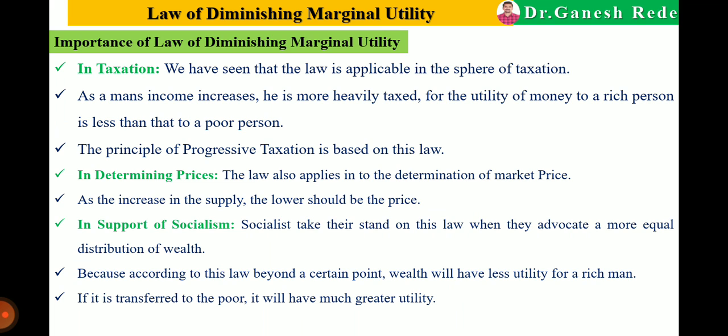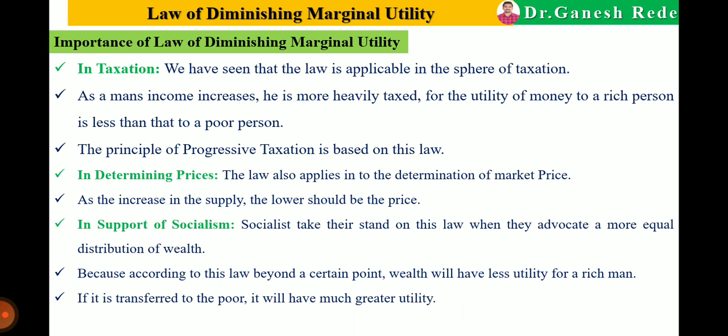Suppose we have a large amount of production and we get surplus production. We supply or transport that production to the market, and you will observe that if there is a surplus supply, meaning more supply, the prices will reduce, meaning the utility of that commodity reduces. That's why the law of diminishing marginal utility applies to determining prices in the market.